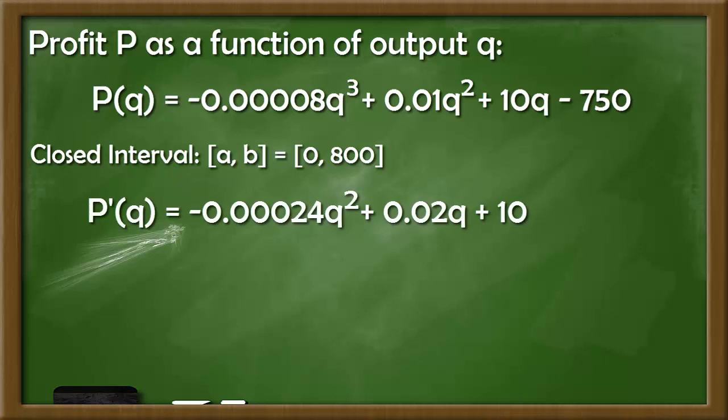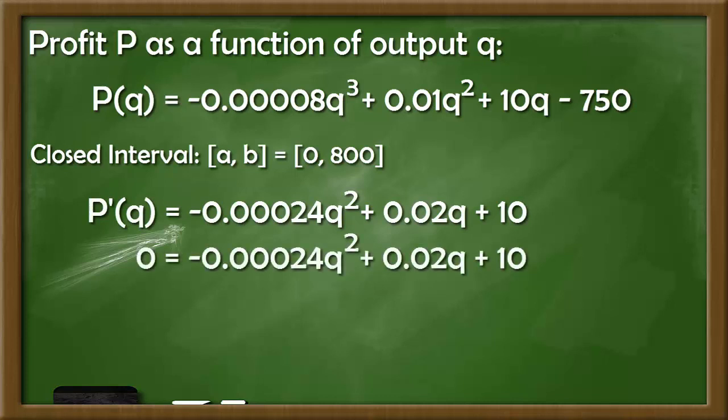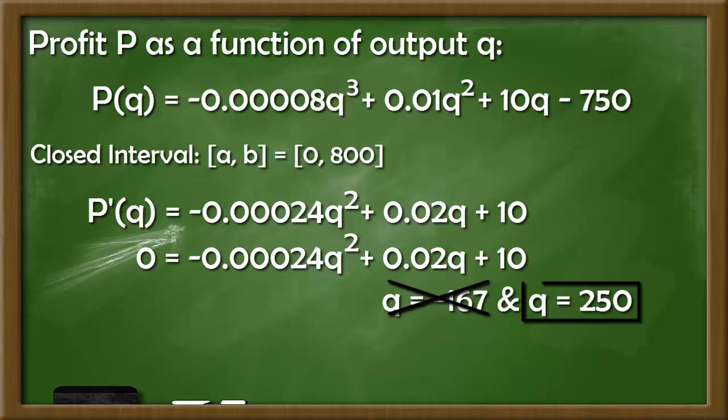Taking the derivative, setting it equal to 0, and then using the quadratic formula to find the roots gives Q equals negative 167, which we omit because it's not in the domain, or Q equals 250. This value is in the domain, and so we keep it.